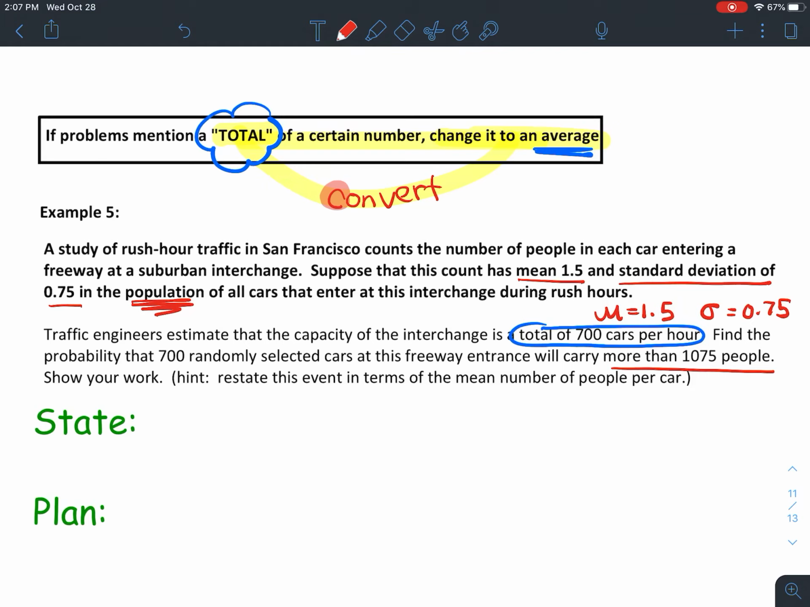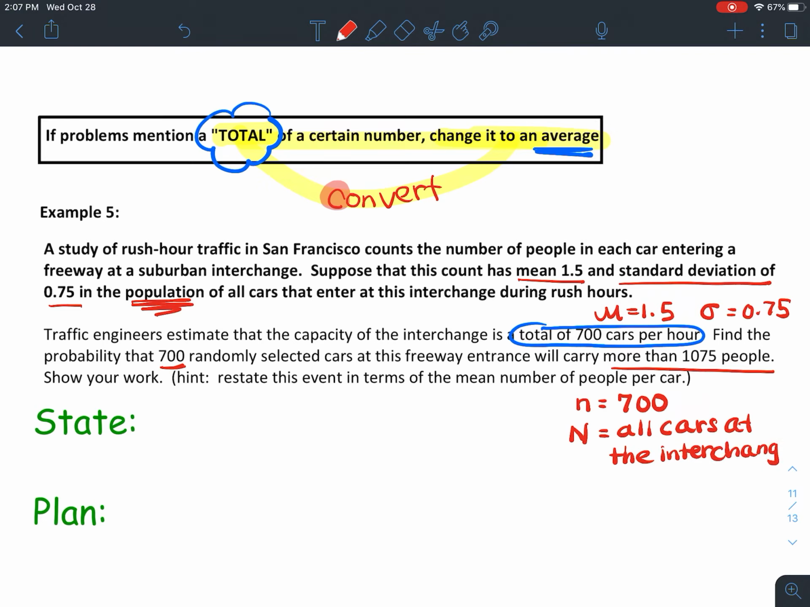So let's write down a little bit of information here. We know our sample size, it says the probability that 700 randomly selected cars. So our sample size is 700. The population size represents all the cars at the interchange, so all the cars that would be passing through the interchange. We don't have an exact number for that.